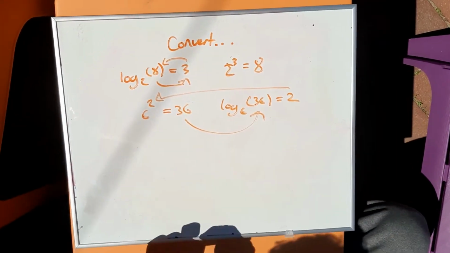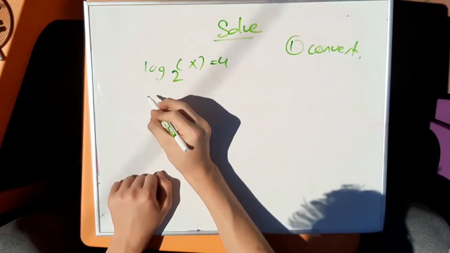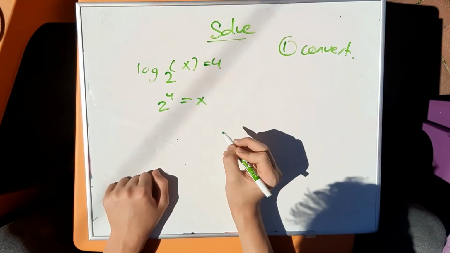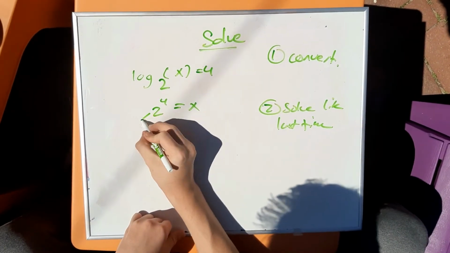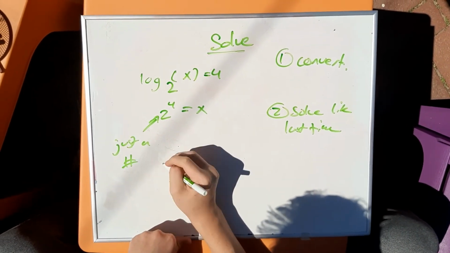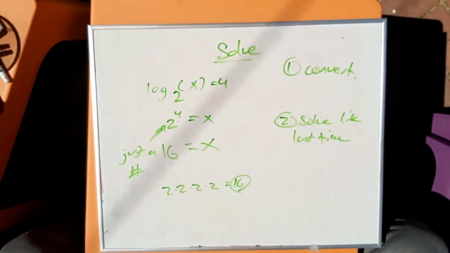In addition to this, even if you have a calculator, you can check your work just to make sure you're correct. To solve problems, all you have to do is just step 1, convert. So you'll take this, so it'll become 2 to the 4th power equals x, and then you just solve it like you would any other equation. In this case, 2 to the 4th power is just a number, so you just multiply it by itself, and then you realize x equals 16.